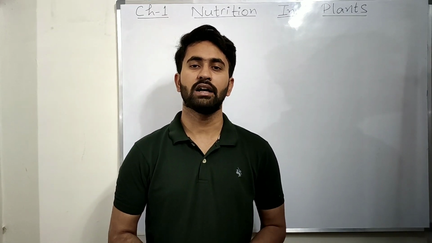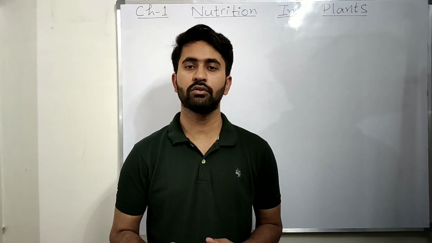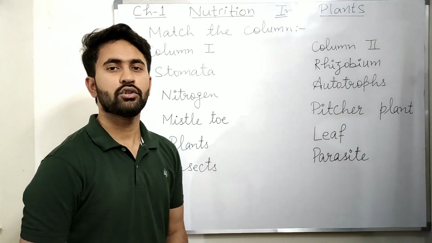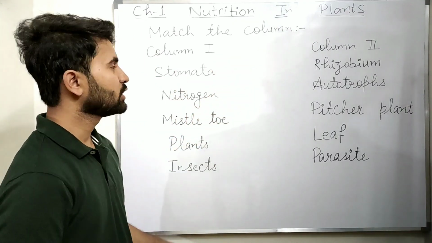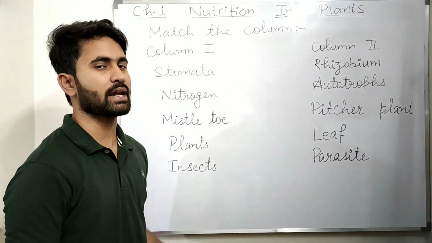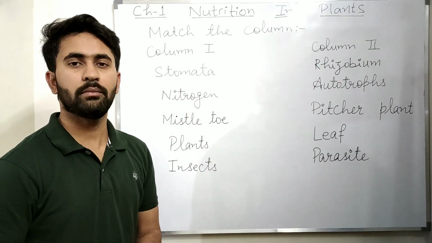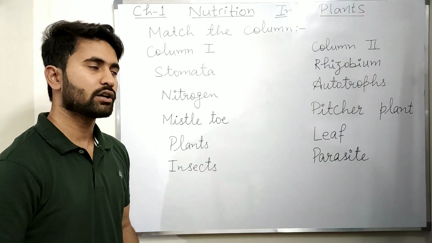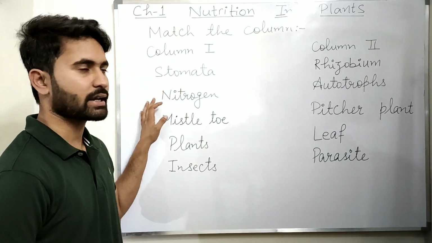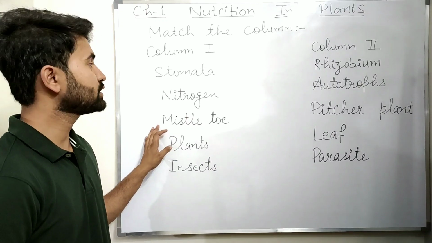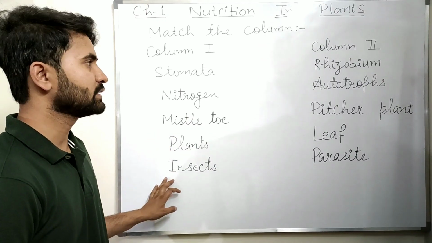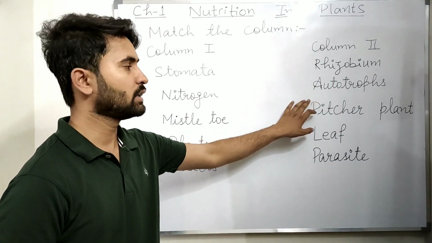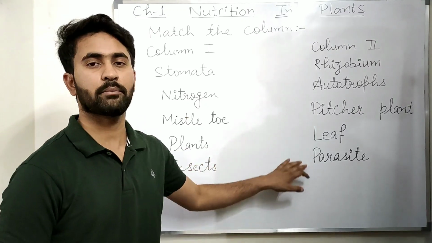Before starting today's topic, I am giving you some questions that you have to do on your own. You have to match column first with column second. I hope you will be able to do it easily because we have read about all of these in the previous topics. First is stomata, second nitrogen, third mistletoe, which is a plant, then plants, insects, and in column second, first is rhizobium, then autotrophs, after that pitcher plant, then leaf and parasite.